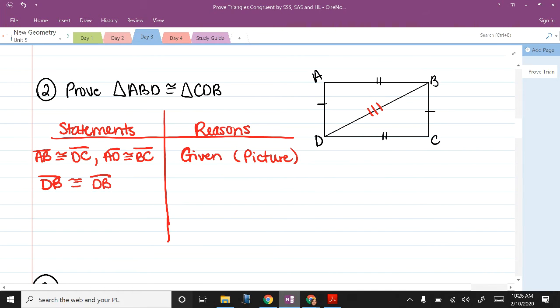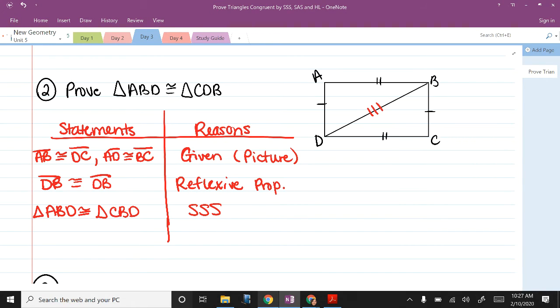What property says I can say something's congruent to itself? Reflexive property. So always look for them to share a side and use reflexive property. Now do I have three sides congruent to three sides? Yep, so now I can say triangle ABD is congruent to triangle CBD. Because of what reason? Side, side, side. Three sides are congruent to three sides.